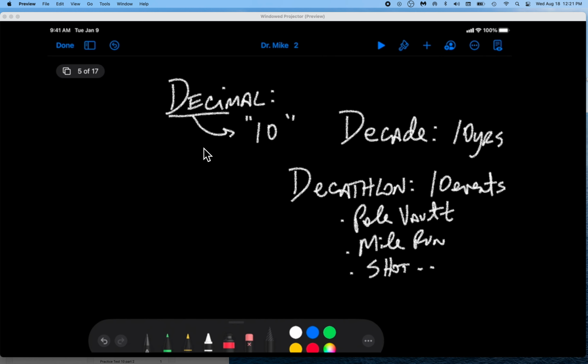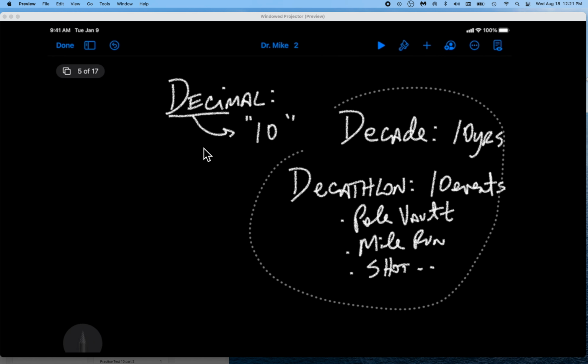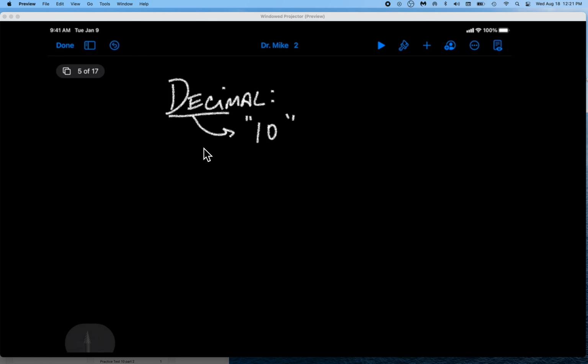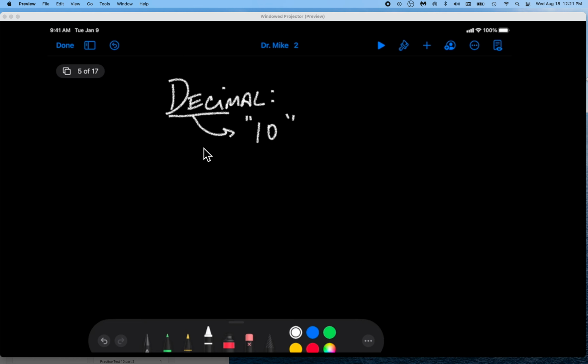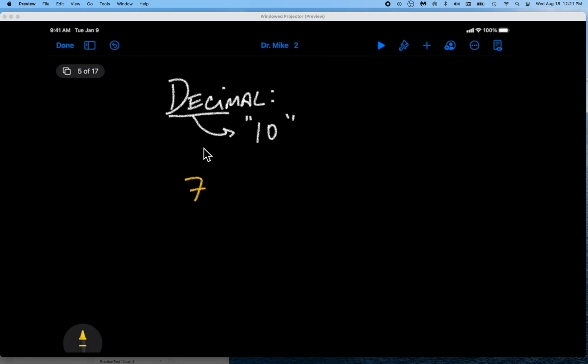Now, why is that important? When you're dealing with decimals, folks, each movement represents a power of 10. For example, if I take the number 7, now we don't always put it there, but there's a hidden decimal here and a hidden 0 here. In other words, these two configurations of the number 7 are technically correct. This is called the decimal point. Each time we move the decimal point, the number 10 is going to be involved.